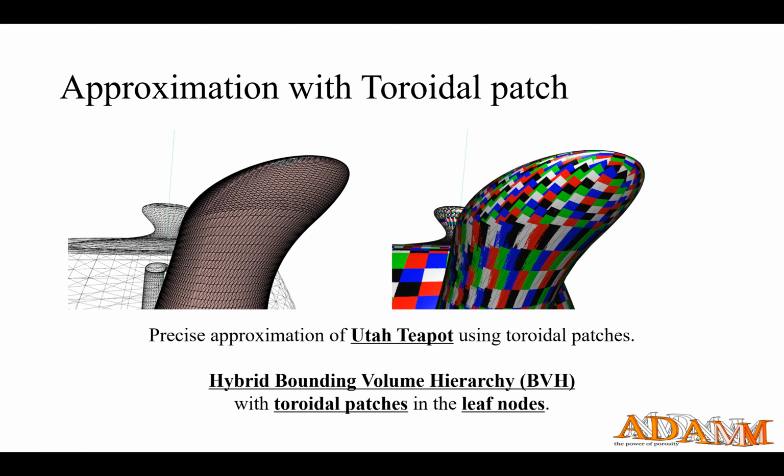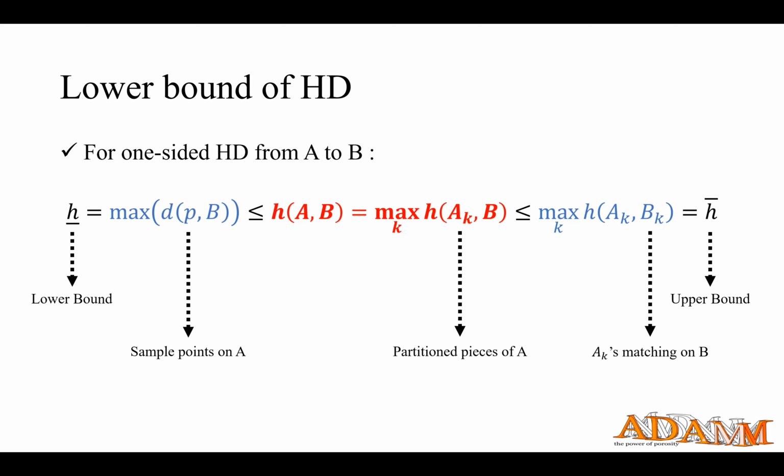This is a sample image of toroidal patches that approximate a Utah teapot very precisely. By placing these toroidal patches in the leaf nodes, we can build a hybrid BVH based on toroidal patches. Now, we can use this BVH to compute bounds of HD. First, we can compute the lower bound of HD with this BVH. In the overall algorithm, we compute this lower bound.